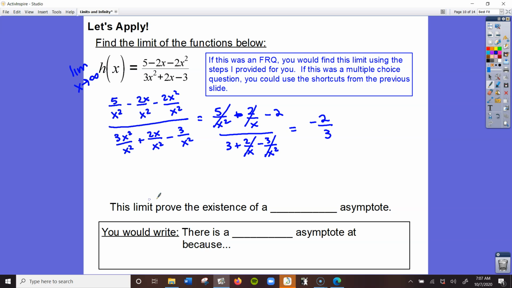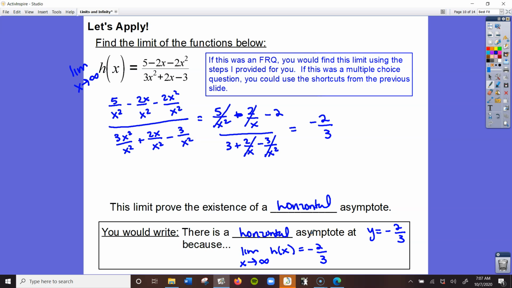So remember, these limits as x is approaching infinity are proof of a horizontal asymptote. And when you would write your justification, you would say there is a horizontal asymptote at y is equal to negative 2 over 3 because the limit as x is approaching infinity of h of x is equal to negative 2 over 3.